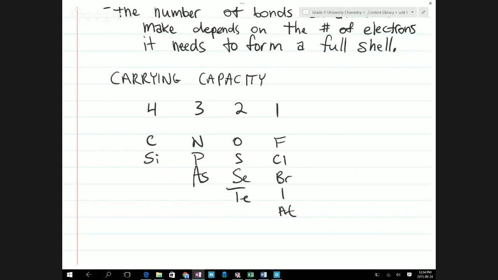So that's how many bonds these things can make. It's also how many bonds they do and must make. It's how many they can, how many they do, how many they must. So if you have carbon, how many bonds does it have to form? Four. If you have nitrogen, it has to form 3 bonds.